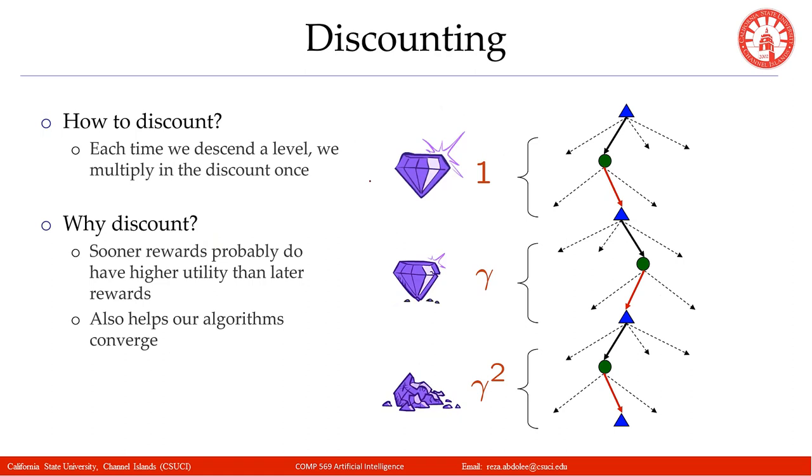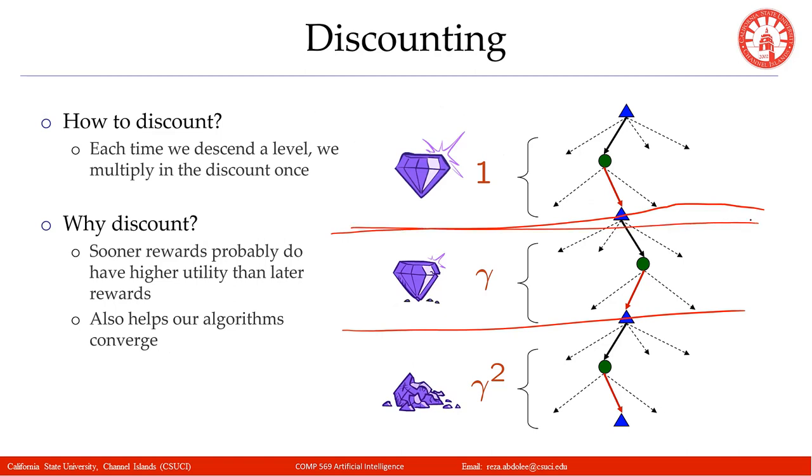Okay, so basically, these are the steps that the agent takes to collect its reward. At the first step, it gets one gem. At the second step, it gets gamma multiplied by that. And at the third step, it is going to be much, much less than that.